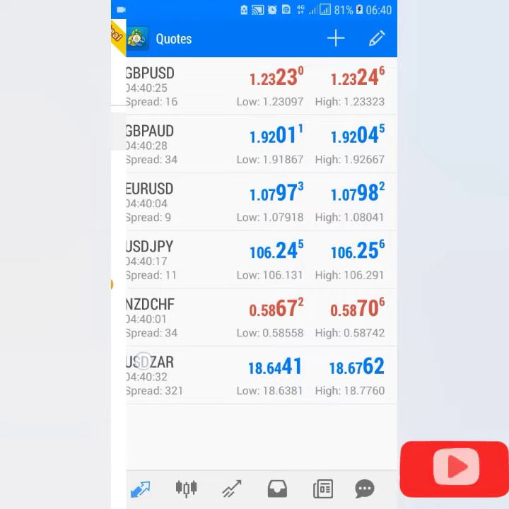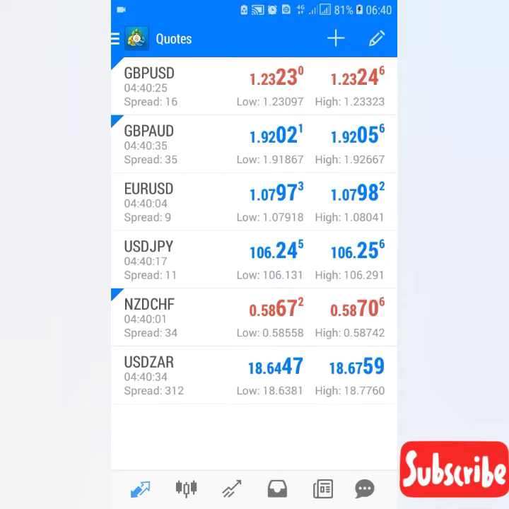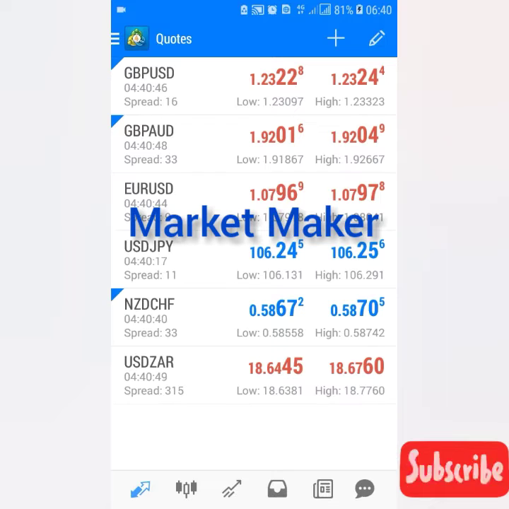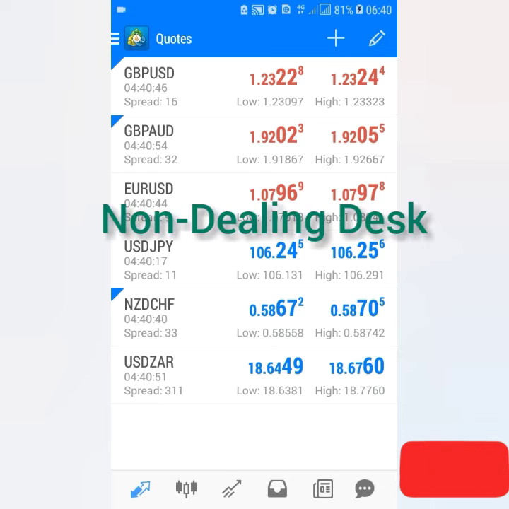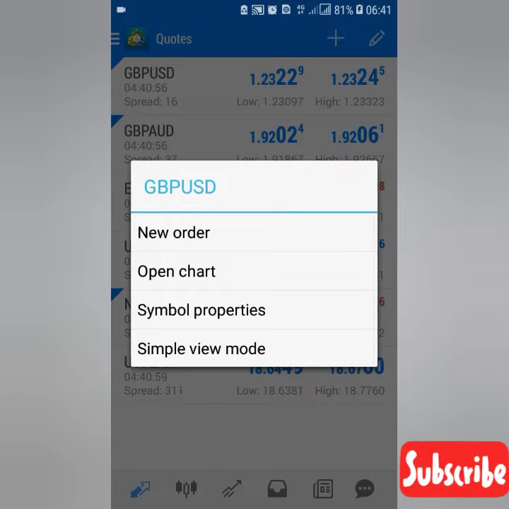And the fixed one doesn't change. Mostly you can see GBP USD is 16 spread. So mostly it doesn't change. Fixed spread is offered by market makers mostly. The brokers which are market makers, they offer the fixed spread mostly. Meanwhile, the variable spread is offered by the non-dealing desk brokers, such as the STP and ECN.